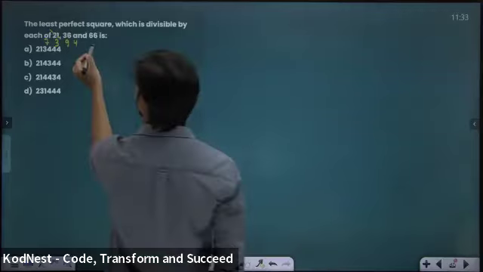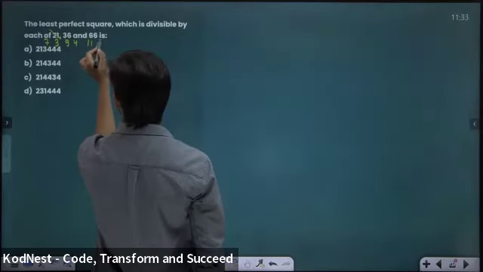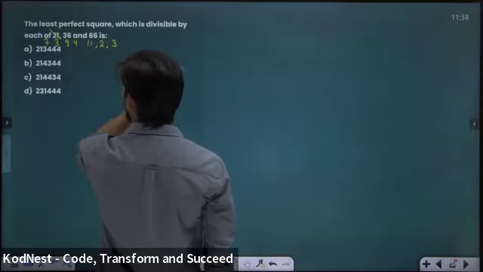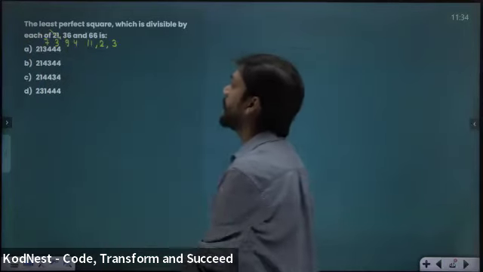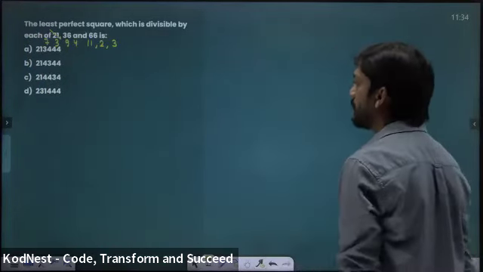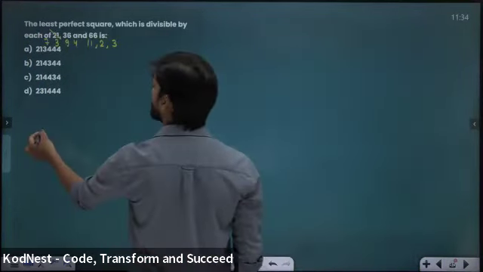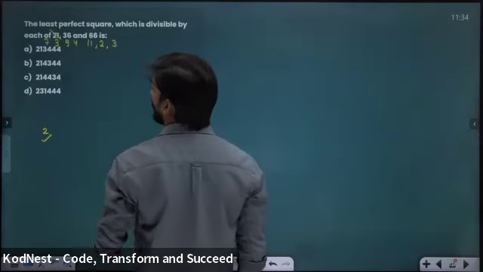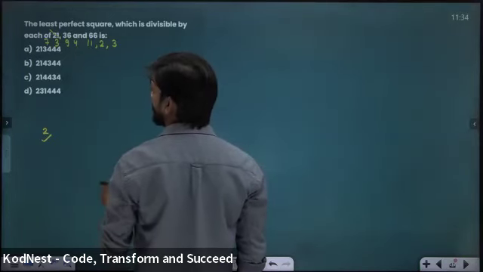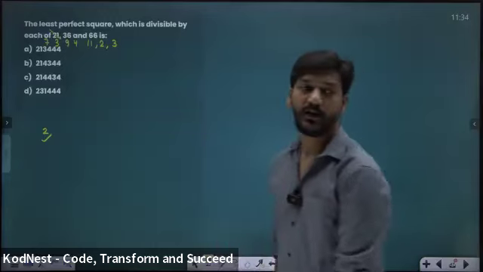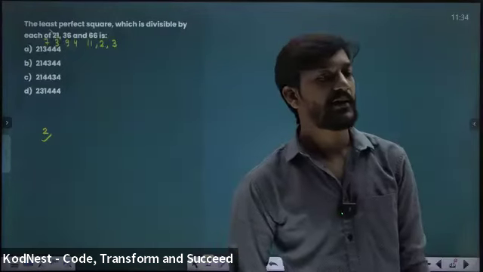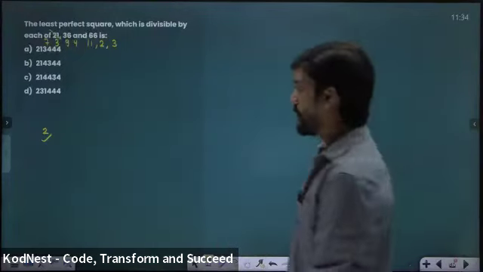11 and 6. Now don't say 6. For 6, you can say 2 and 3. So all these numbers will take. All are divisible by 2. Okay, 2 is done. All are divisible by 3. Check please. 3 and 9. All are divisible by 3 and 9. Yes. Okay.